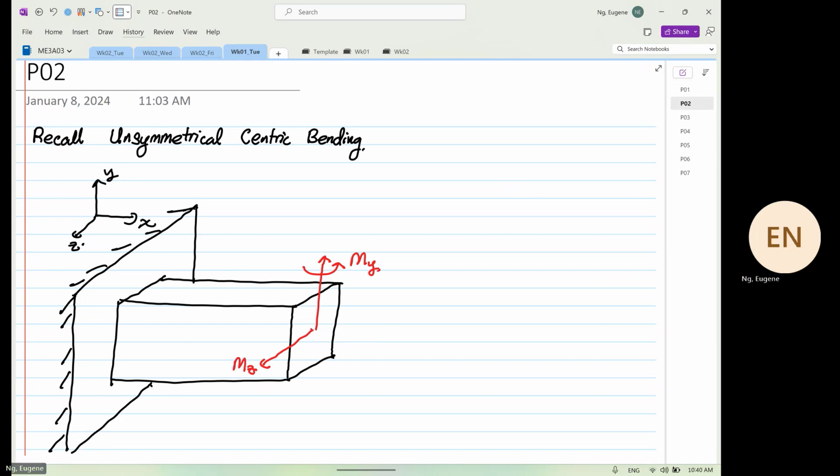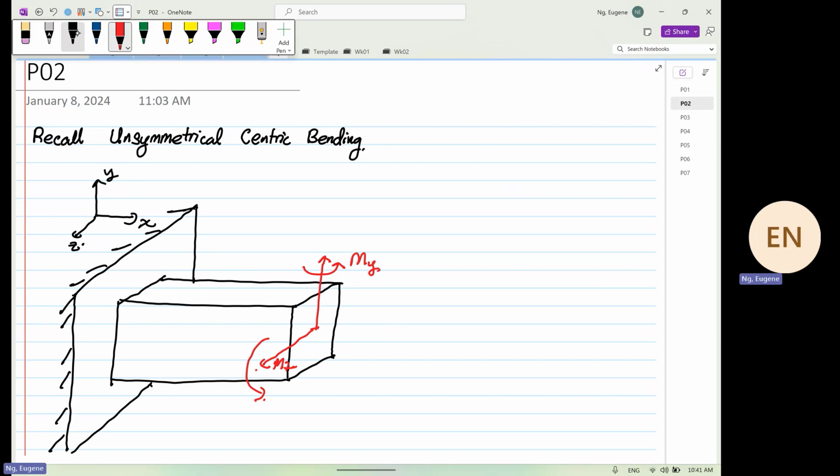Okay, and then in the x-axis, we have nothing. Based on the right-hand rule, this moment will go this way. So we will go this way. So these are all your moments that you see now, right?